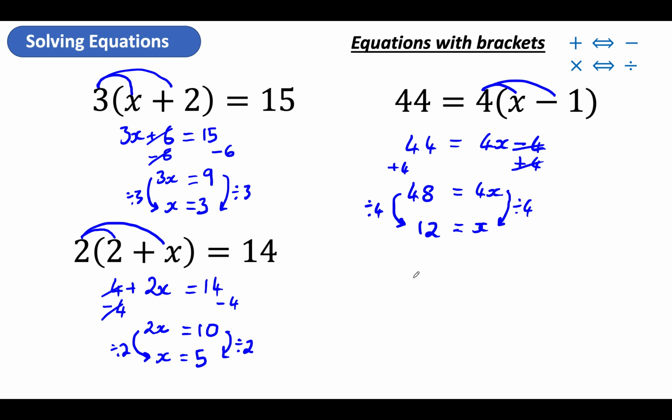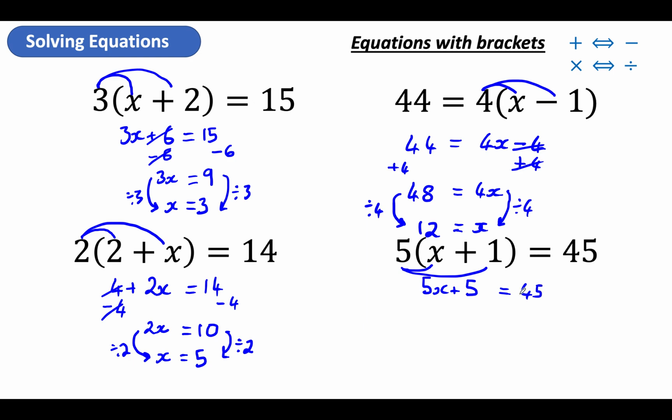Okay. And last little demo one is this one. Oh, it's going to be tricky, isn't it? I'll put my arrows underneath, I think, this time. So again, we've got a bracket in the equation, so let's remove that bracket by expanding it, by multiplying out first. So 5 times x is 5x, and the 5 times the 1 is 5, and they're both positive, so we'll put a positive, and that equals 45, okay? And then we can solve.